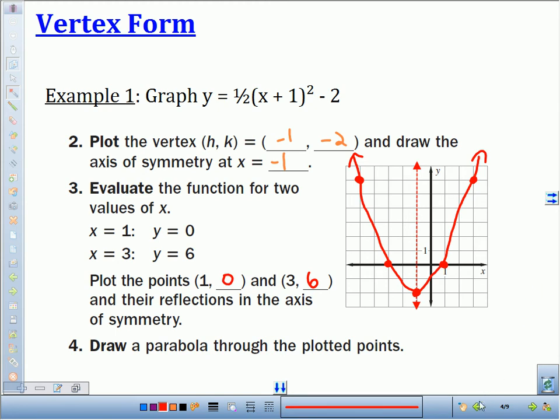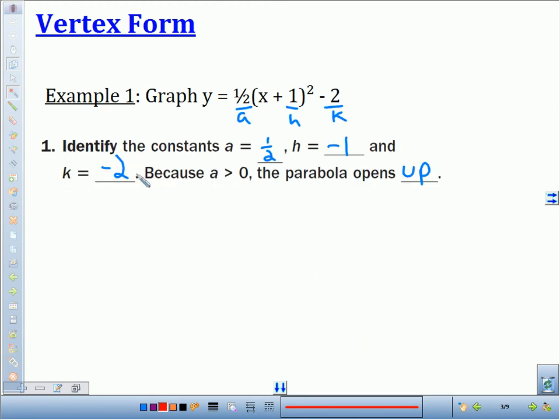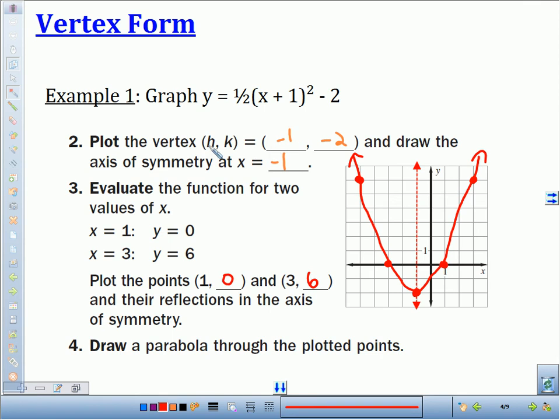So, again, we have our 4 steps. We started by identifying the constants, a, h, and k. H changed the sign, the rest of them stayed the way they were. The vertex was the point (h, k), (-1, -2), which I plotted. My axis of symmetry was at the x value of the vertex because it goes through the vertex.